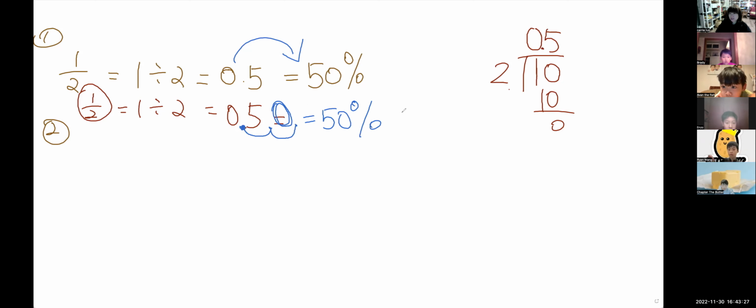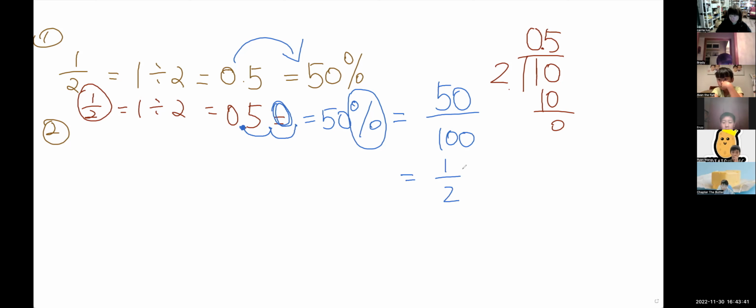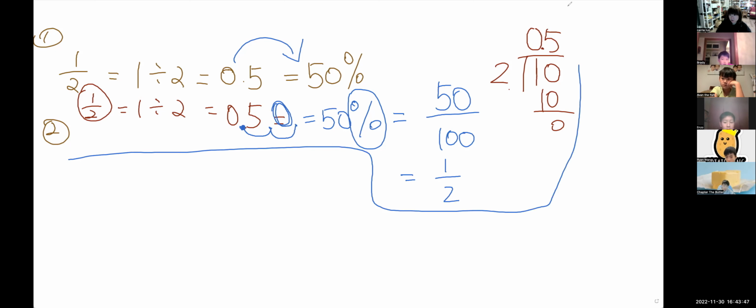So why is it like that, everybody? I want you to understand this thing actually equals to 50 over 100. So see, 50 over 100 equals 50%, which is 1 over 2. Okay, so I'm going to stop here, and everybody, I want you to take notes right now. Please take some notes right now.